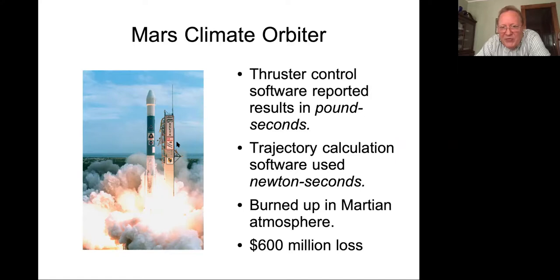Well, this is precisely the kind of thing you could do with Haskell in an embedded language. And in fact, it has been done. It's called the unit system. It's beautiful. You add pound seconds to pound seconds, you get a result in pound seconds. You add pound seconds to Newton seconds, you get a compile time error. If this software had been written in Haskell, it literally wouldn't have compiled. So that's one of the major tricks we can use.